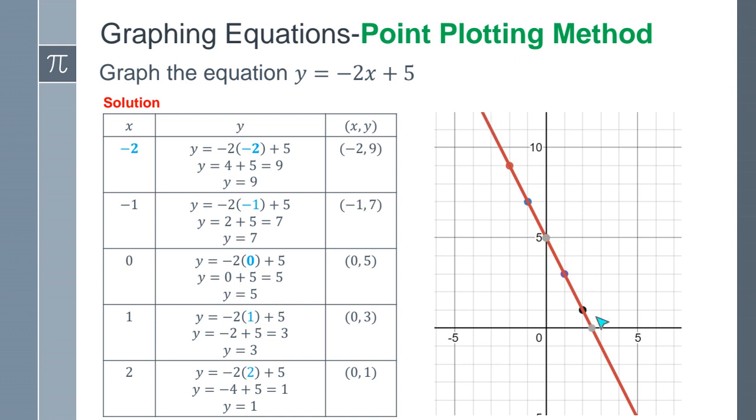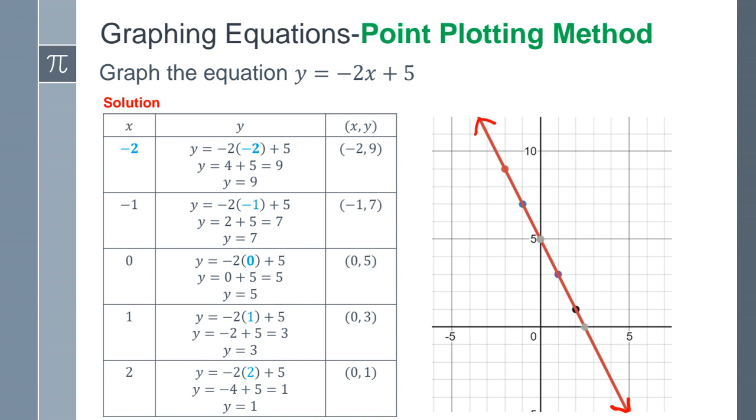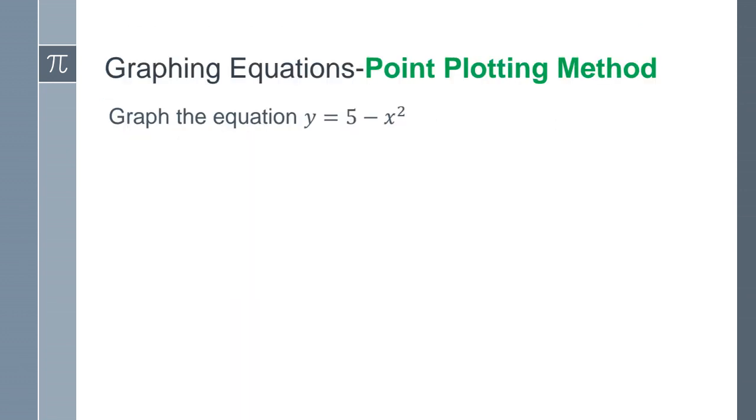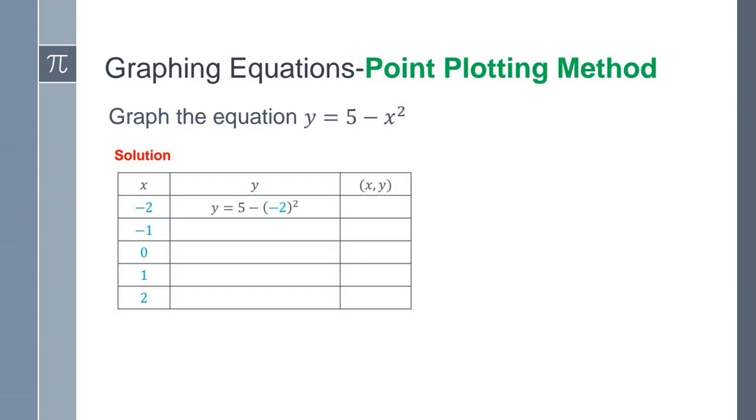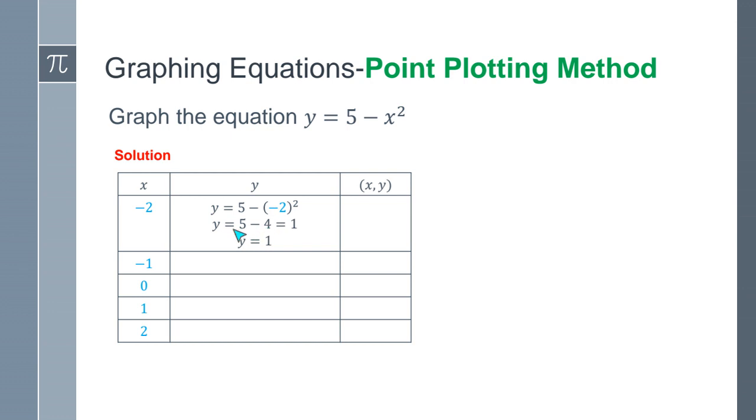Okay, let's try another example: y equals 5 minus x squared. Again, we're going to pick some points for x and then solve for y. If x is -2 and I plug it in, then -2 squared is going to be 4. 5 minus 4 is 1. So my ordered pair here is going to be -2 and 1.